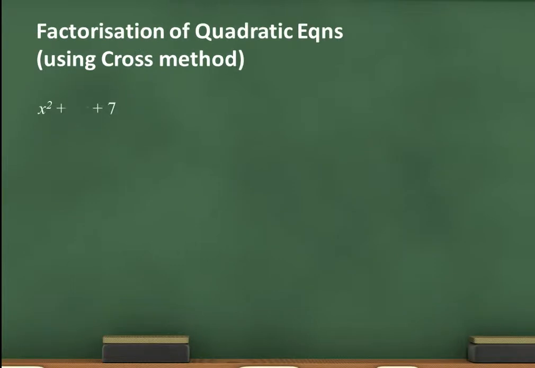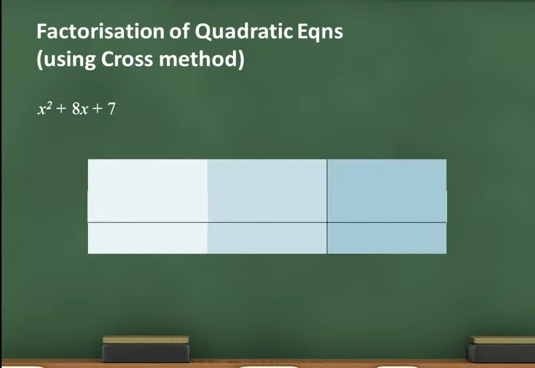We're going to try another, slightly more complicated example: x squared plus 8x plus 7. Similarly, we set up the cross table. This is the cross, the black lines. Now we shift our equation into the table. Remember the position of all the terms: x squared, positive 7, and then the x term, positive 8x, in the last column.